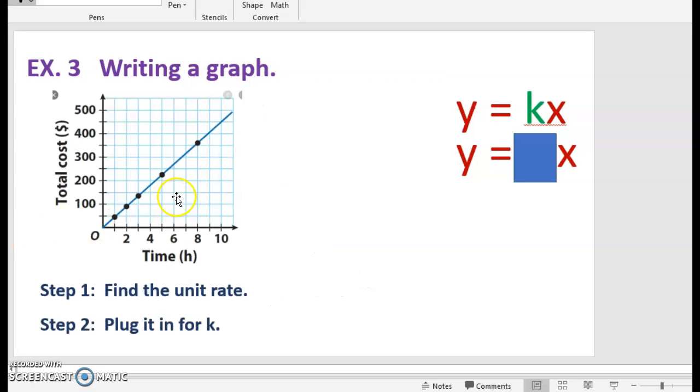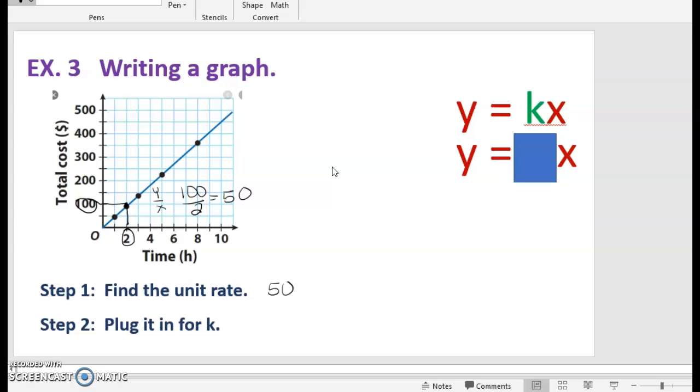All right, in a graph, first let's find the unit rate. So I have all these points. I can pick whichever one I want, but you want to pick one that looks easy, okay? I'm going to pick this one. And remember, it has to be right on the grid lines. So our y is 100 and our x is 2. So we have y over x and 100 over 2. When we divide it, we get 50. So that's our unit rate.